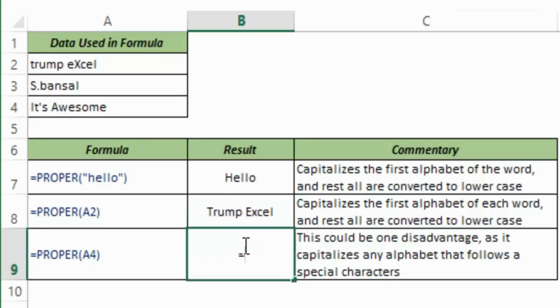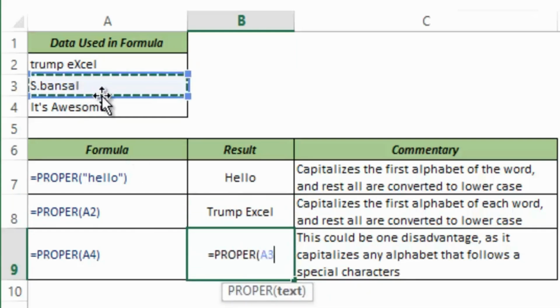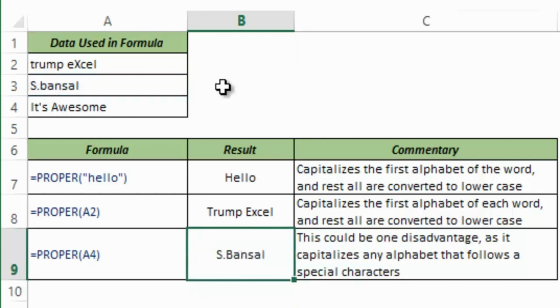Now let me show you one interesting thing about this function. So if I take this text, which is S dot Bansal, which is my name, where S is capital, there is a dot in between, and then the B is in lowercase. Let's see how it works. And you can see it has capitalized the B as well.